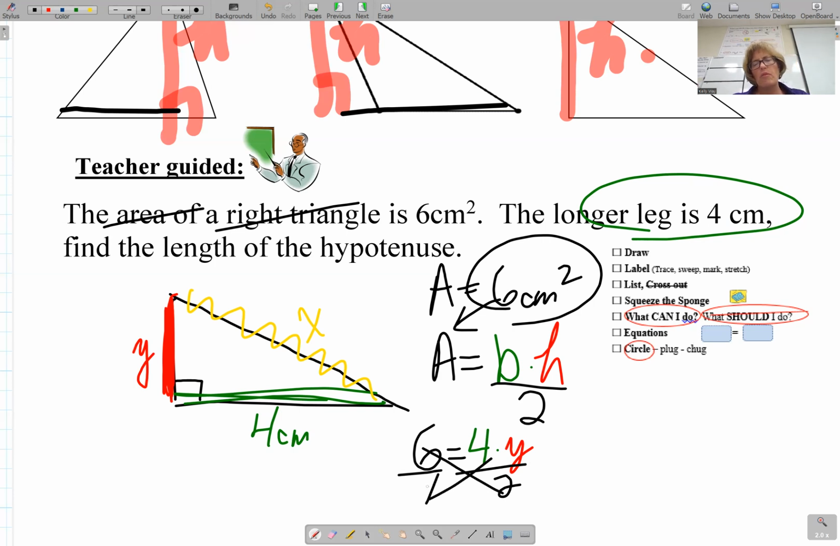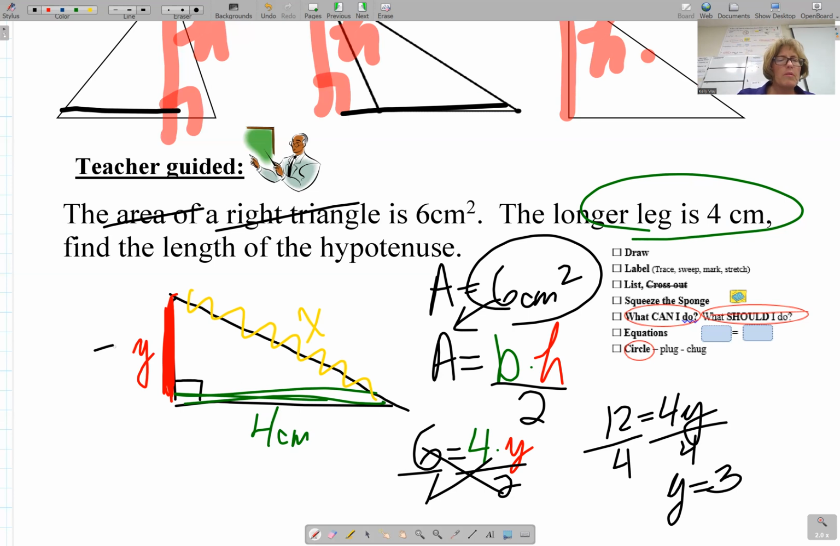Cross multiply, solve. So we have here 12 equals 4y. But wait, there's more. I didn't ask you for the height. I asked for the hypotenuse. Now, if you have 2 sides, need a third side, Pythagorean theorem.